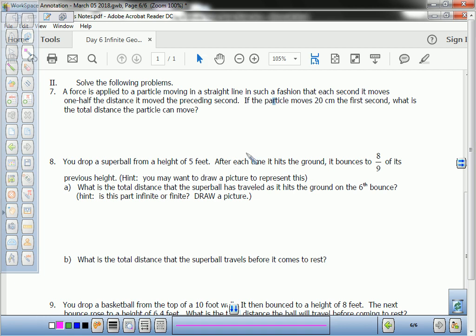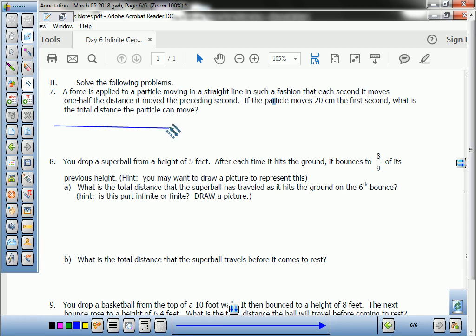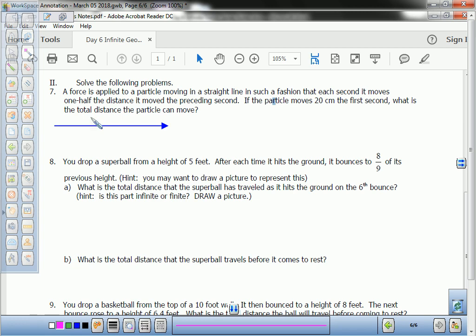So here we have this force moving in a straight line so that every second it's half the distance of the preceding second. So I'm going to draw a picture. A terrible one, because that's the only kind I can draw. All right, there we go. So in the first second, this particle moves 20 centimeters.